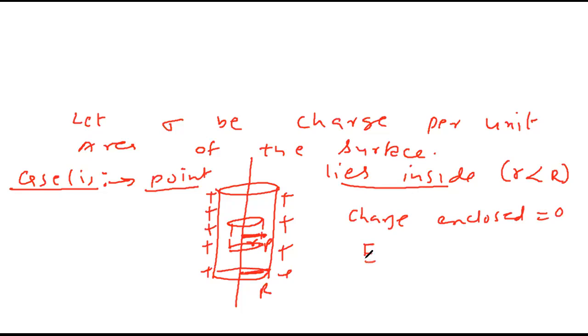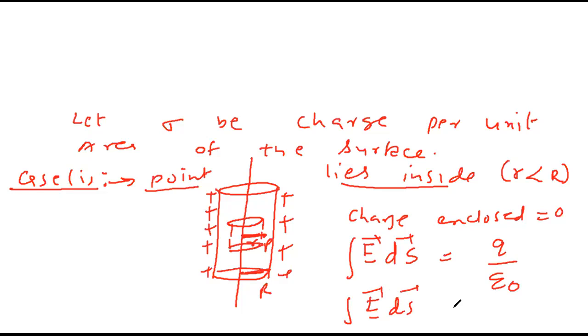So intensity E into ds, by Gauss's theorem, is Q upon epsilon naught. This is actually called flux. So Q is 0. That means can I say the integration of E ds is 0? Area cannot be 0. So who is 0? E is 0. So intensity at any point inside the hollow charged cylinder, or solid conducting cylinder, or hollow non-conducting, intensity inside is 0. So I just copied it.